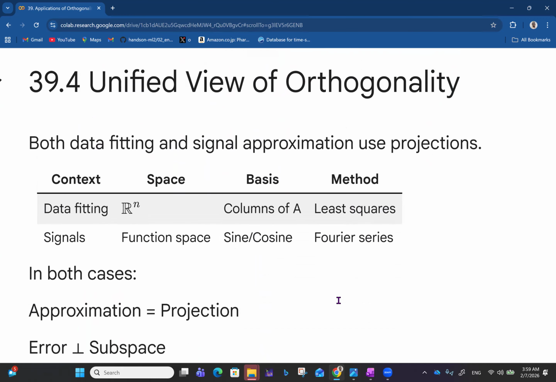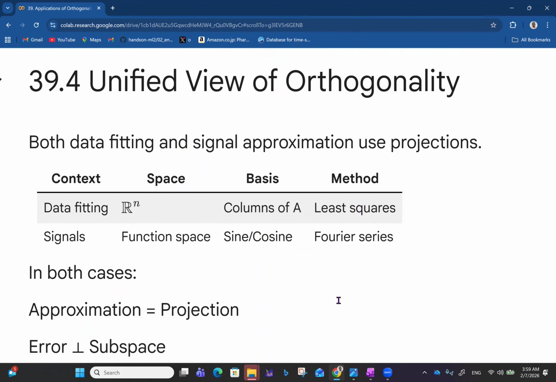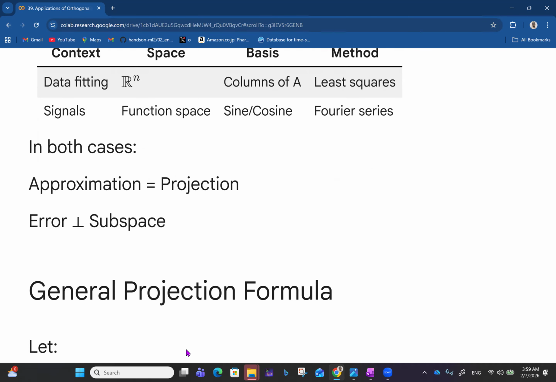The unified view of orthogonality we see here is that both data fitting and signal approximation use projections. So look at the context, the space, the basis, and the method. For data fitting, you talk about the n-dimensional real number system. For the basis, you talk about the columns of A, and for the method, you talk about least squares. Then in the context of signals, the space is function space, the basis is sine and cosine, and for the method you have Fourier series. In both cases, you discover that these approximations are basically projections where errors are perpendicular to the subspace.